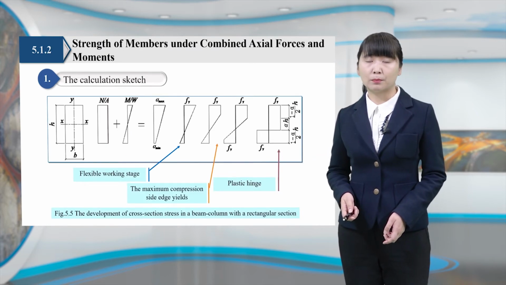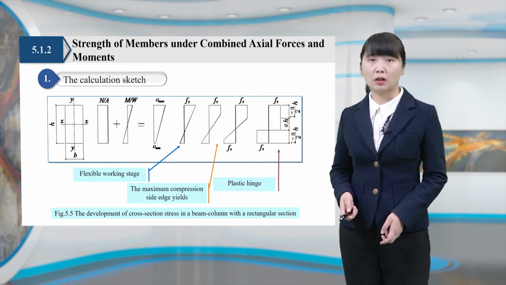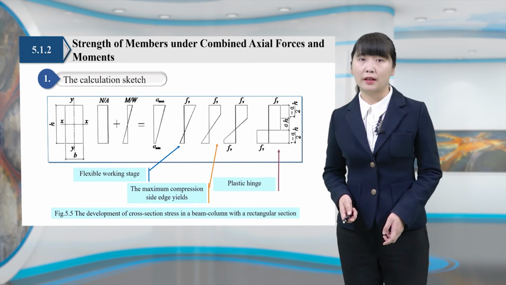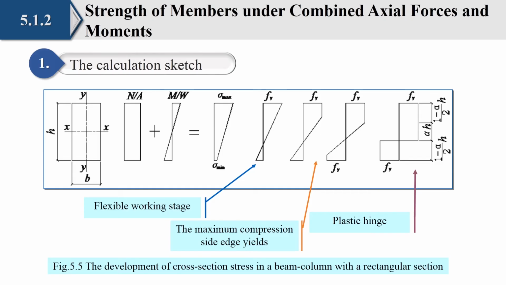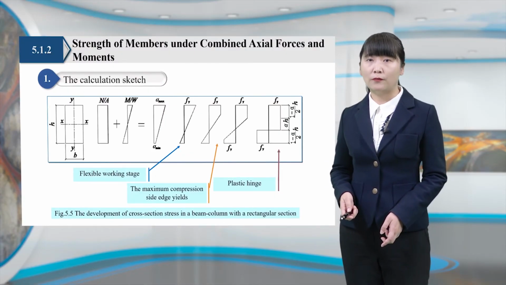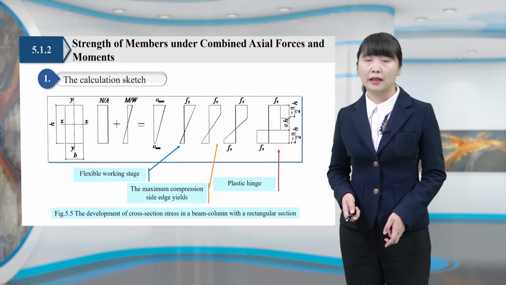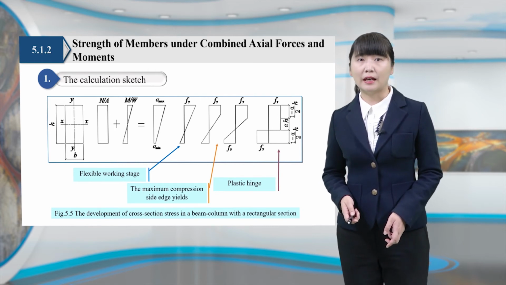Considering the plastic properties of steel, the strength limit of beam columns under static load is the appearance of a plastic hinge in the section. Figure 5.5 shows the development of cross-section stress in a beam column with a rectangular section. With the increase of load, the development of stress on the cross-section experienced three stages: elasticity, elastic plasticity, and plastic hinge.